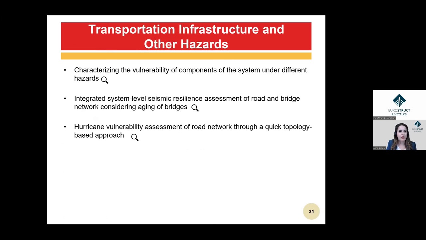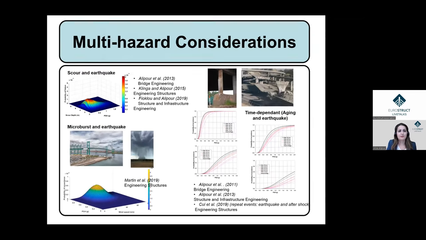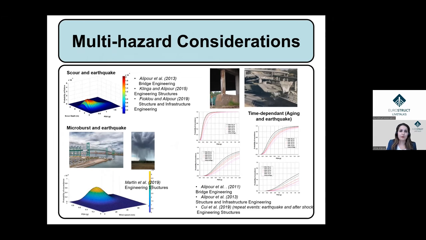These are some of the aspects we're currently working on as part of our upcoming future work. We have also in our research group looked into transportation infrastructure from other perspectives under other hazards. Specifically looking into the vulnerability assessment component, developing multi-hazard fragility functions, either under scour and earthquake, or microburst and earthquake. The idea is that some of these hazards are co-dependent, some of them are interdependent, or independent, and as such, that needs to be accounted for: shock and aftershock, deterioration and earthquake, and so on and so forth.